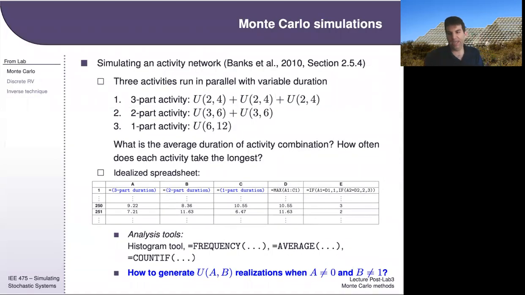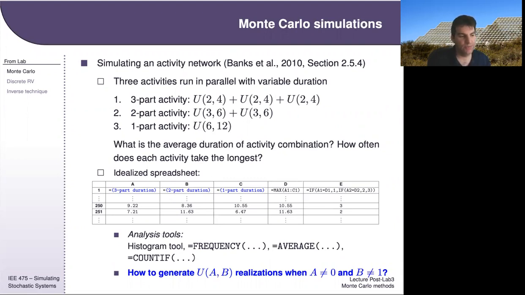So hopefully the way everyone built this thing was like I said, in that spreadsheet that I talked about here. In order to count up how often things were the critical path, you could have used tools like FREQUENCY, AVERAGE, COUNTIF. You could have used the histogram tool in Excel. So hopefully you had a chance to play with some of that.